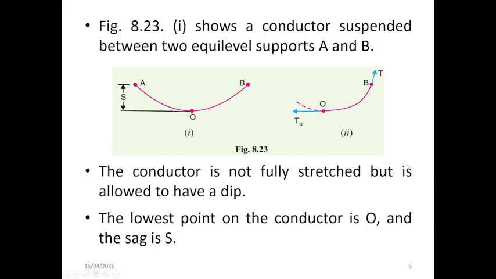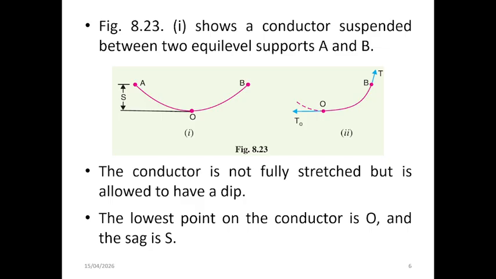Okay, this slide explains the behavior of a conductor suspended between two equal level supports, point A and point B, which means that both supports are at the same height. In practice, the conductor is not pulled completely tight. Instead, it is allowed to hang under its own weight, forming a natural curve like this, the shape of a catenary. We call this shape catenary.